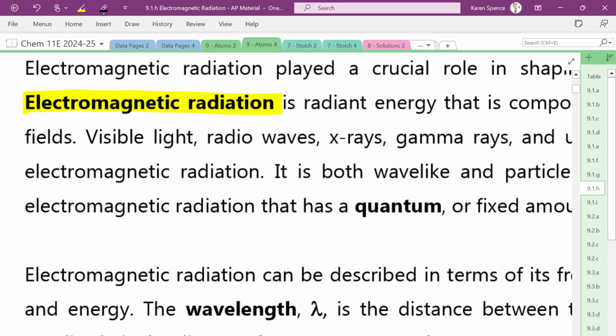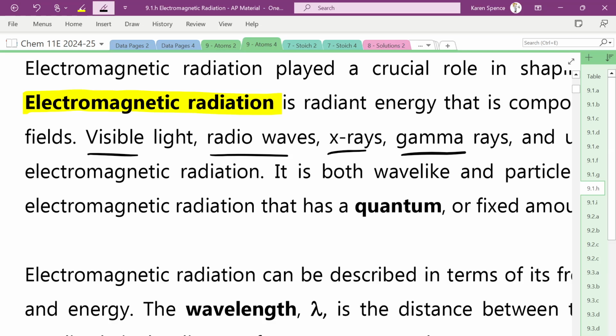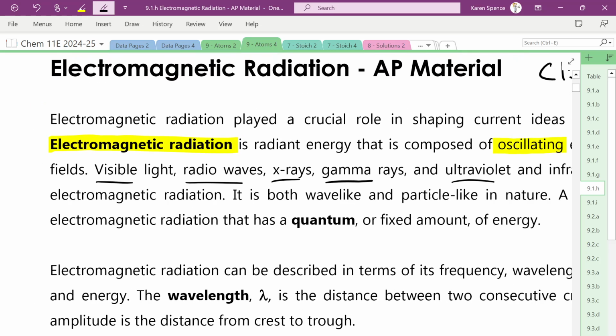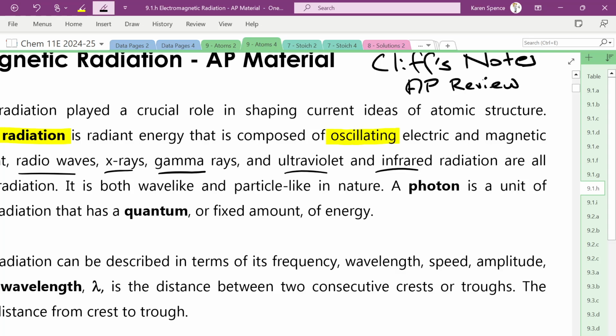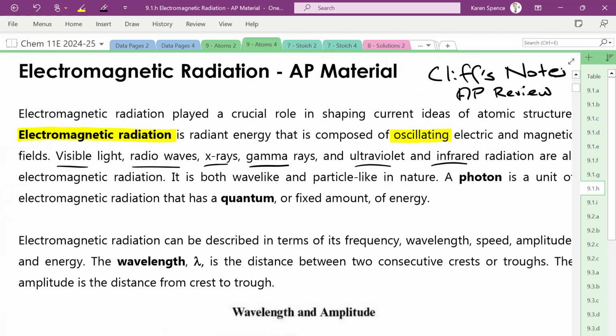We have visible light, we have radio waves, X-rays, gamma rays, ultraviolet, infrared. Microwaves didn't make it into that list, but they're also in there. Okay, those are all types of electromagnetic radiation.